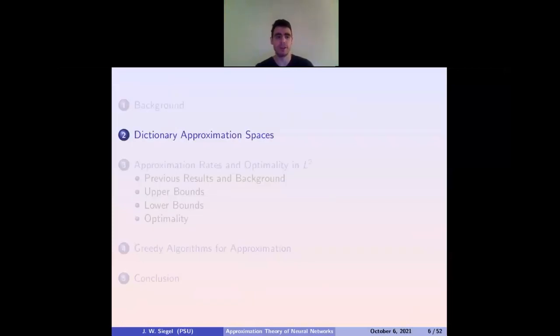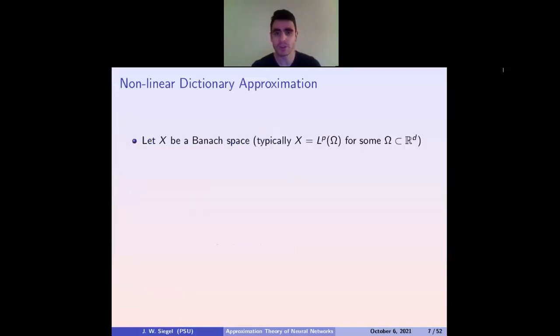All right, the next thing I'm going to do is introduce this class of functions. Basically, answer the question: what is the class of functions that shallow neural networks can approximate efficiently? The proper way to introduce this is to look at a slightly more abstract situation, which is that of nonlinear dictionary approximation.